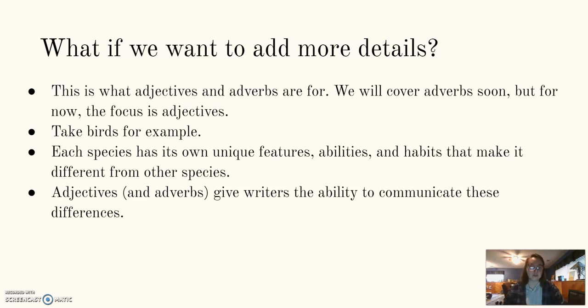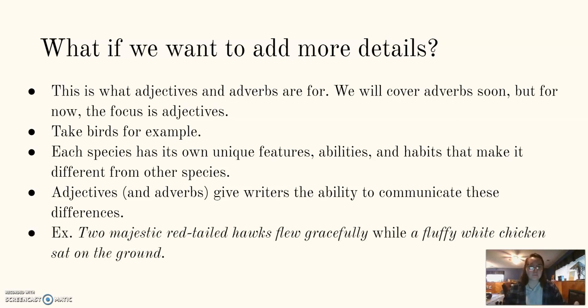understand these differences. So for example, if I said 2 majestic red-tailed hawks flew gracefully while a fluffy white chicken sat on the ground, you get a pretty good visual. So when we think about it, if I had just said hawk, you maybe would have just pictured any old hawk. We don't really know what color it is, not really sure if it's a big hawk, little hawk. There's a million different types of hawks.